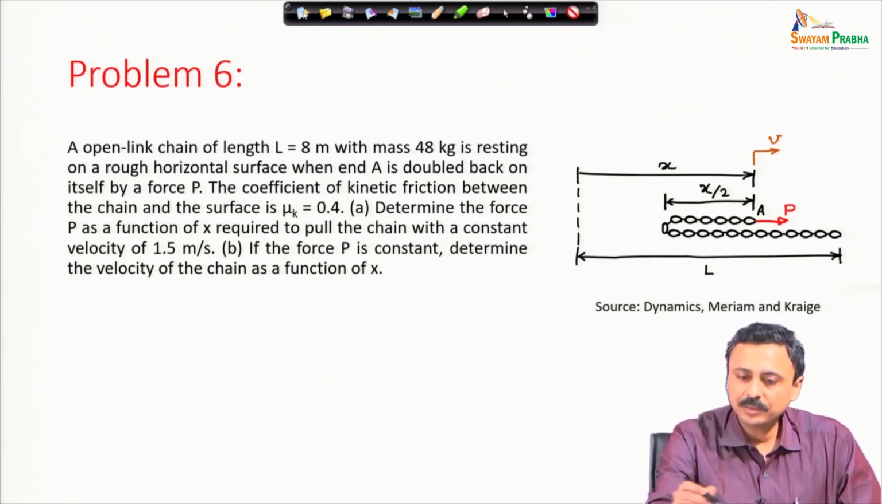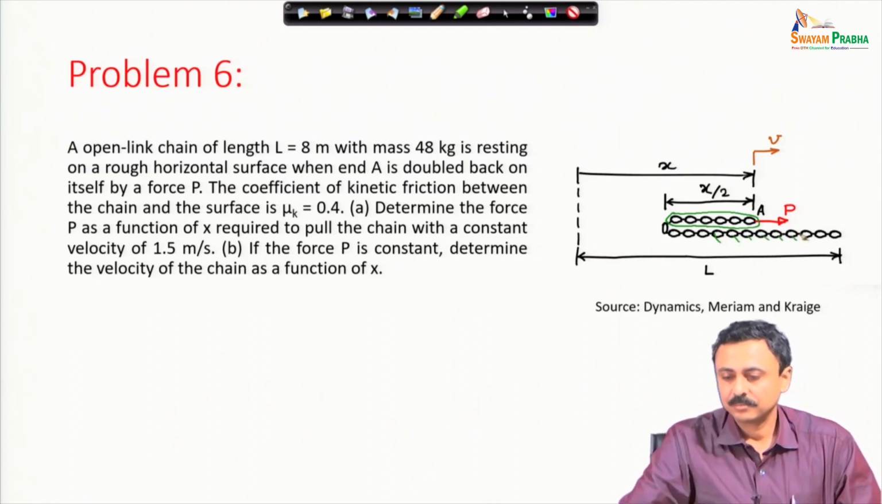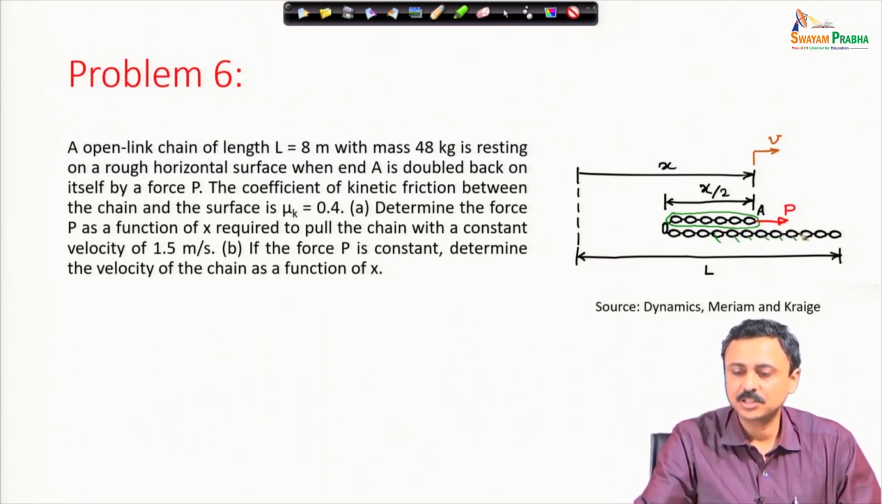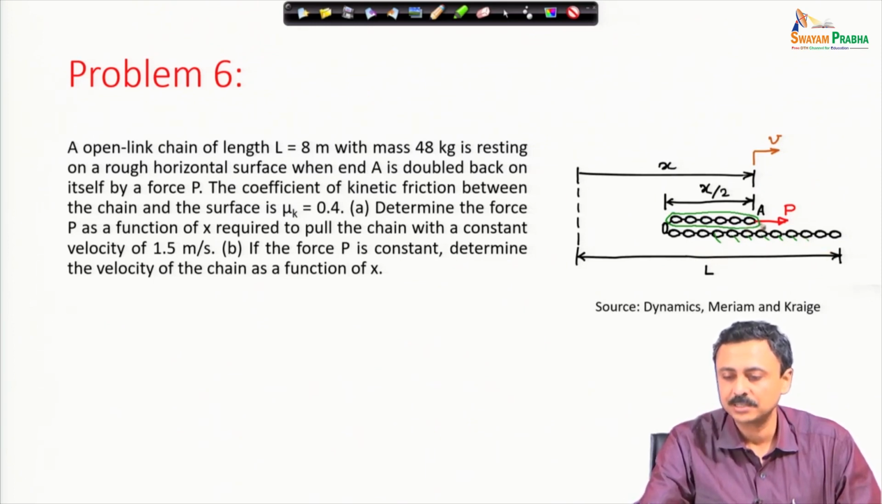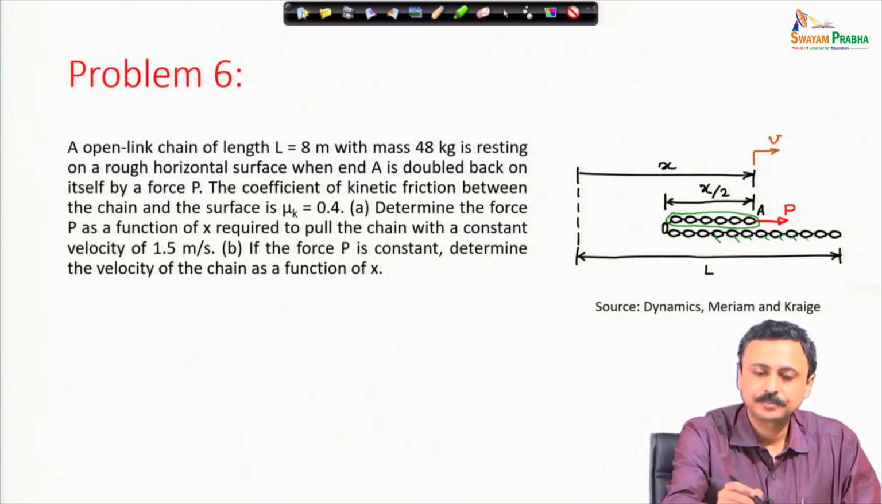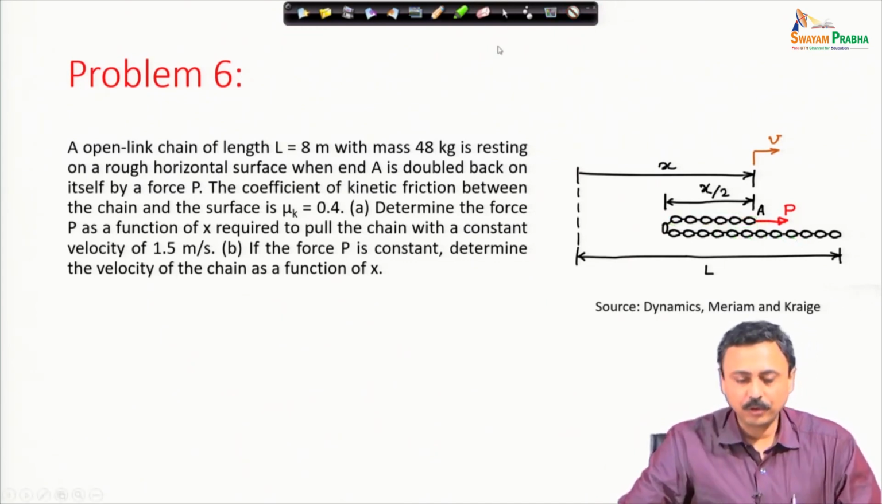Therefore, only this part of the chain is moving, and this part is static at present. At this instant of time, the rest of the chain is static and only the moving part is what is trailing this point A. The coefficient of kinetic friction between the chain and the surface is 0.4. So, mu k, the coefficient of kinetic friction, is 0.4.